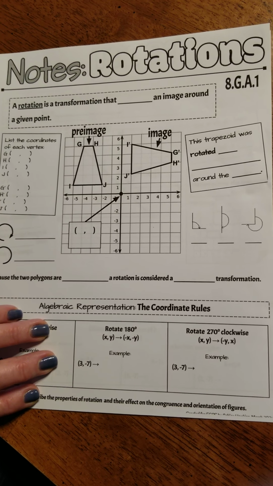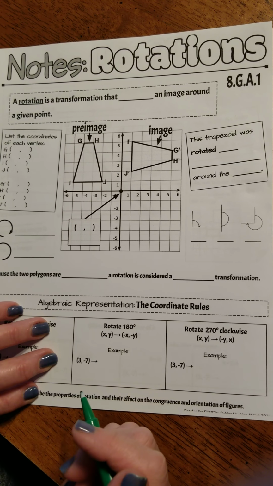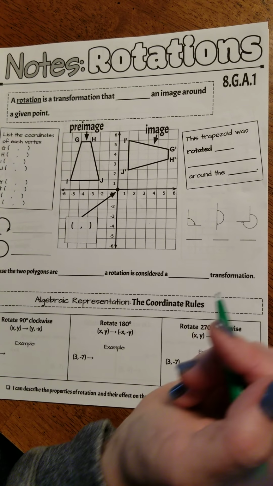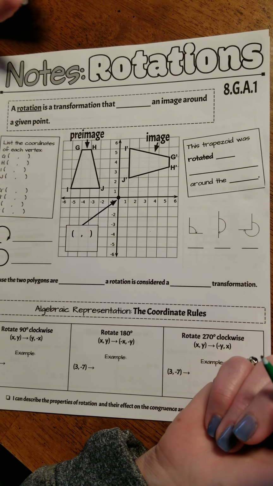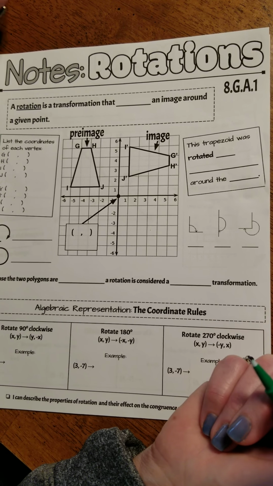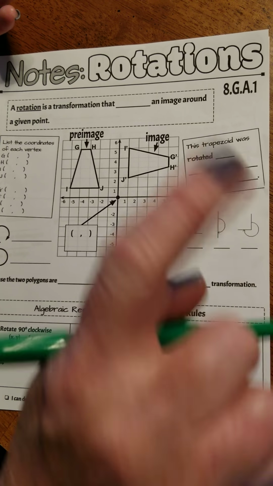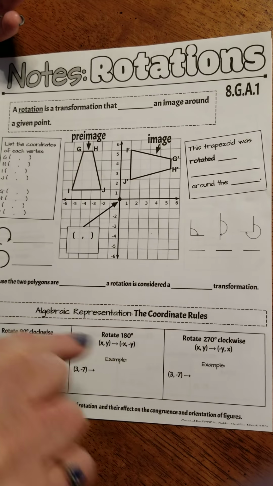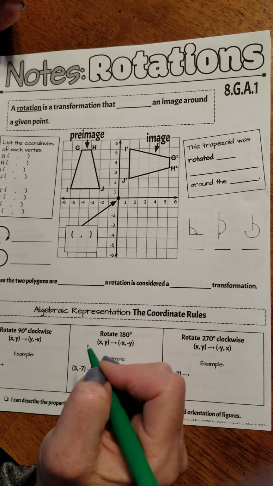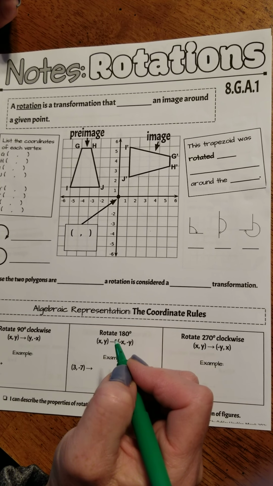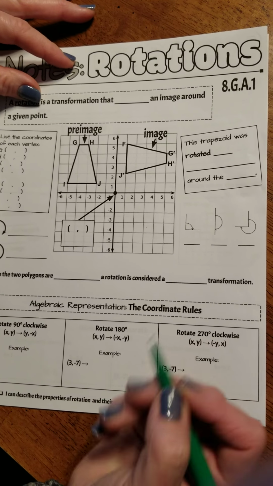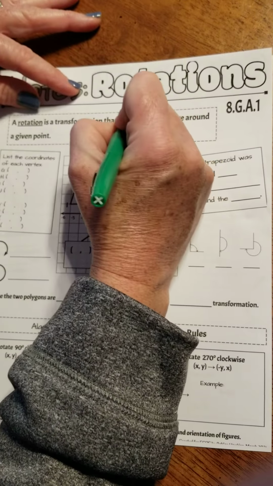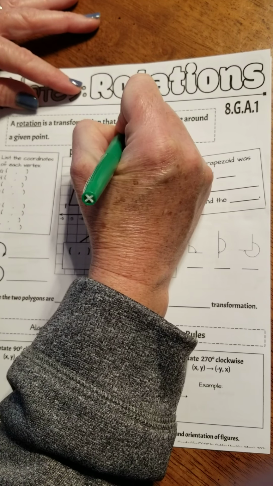All right, everybody. Now we're going to talk about rotations. Think about some things in the world that rotate. I think about tires. I think about the hands of a clock and how they rotate in a circular direction. So a rotation is a transformation that turns an image around a given point.